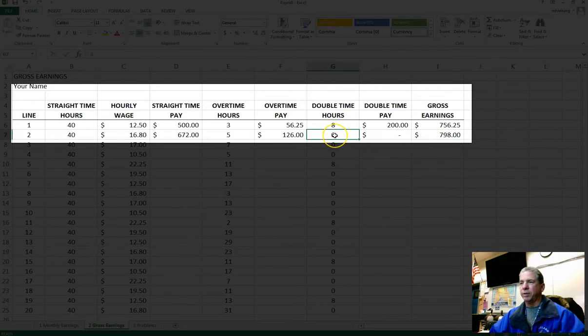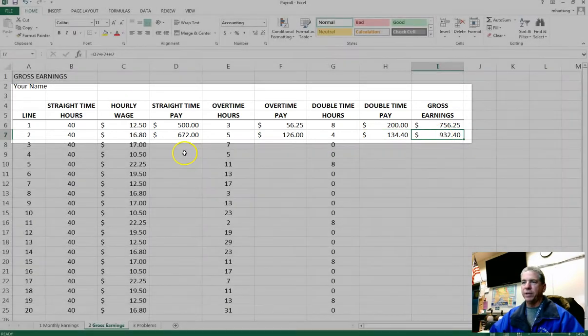Now, even though there are 0 hours there, we want to put the formula in because it could be either a mistake was made, or if at some point we want to calculate some double time hours, we can simply type in the number of those hours, and our formulas will automatically update and recalculate our gross earnings.